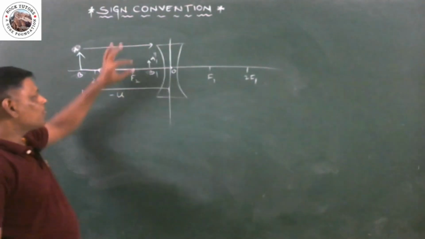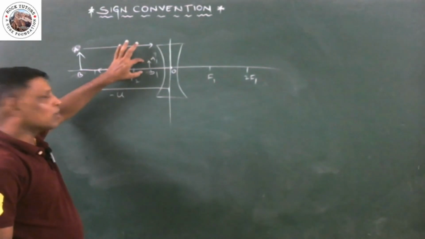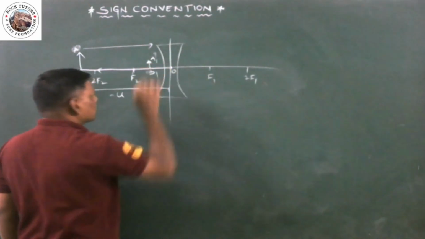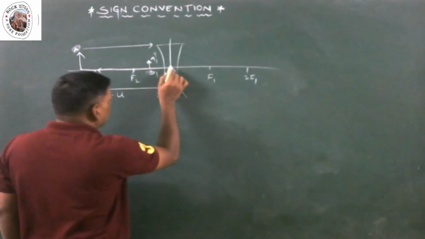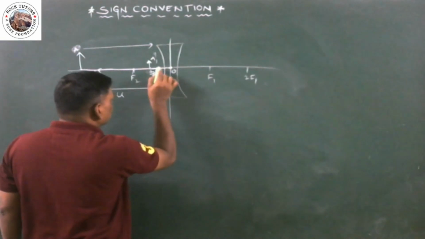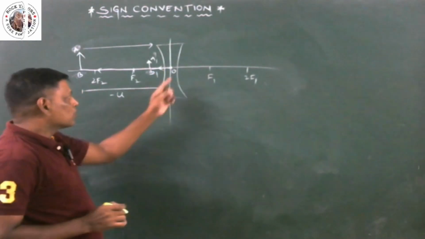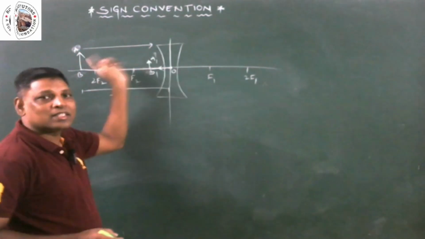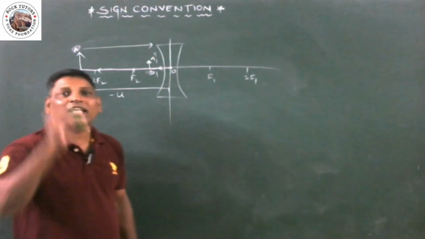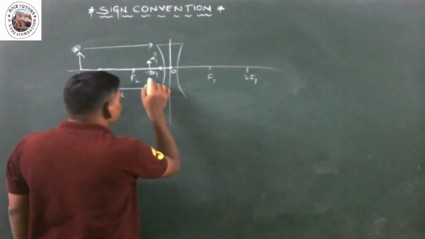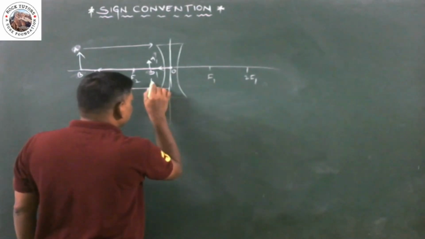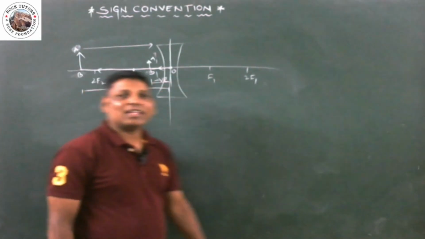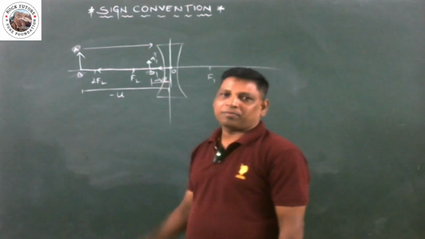Now this is the image, and I want the image distance. In this case, from O to B1, I am moving in this direction, which is opposite to the incident ray. When both are opposite, we take it as negative. From here to here, this is V. V is negative. In this case, both are negative.